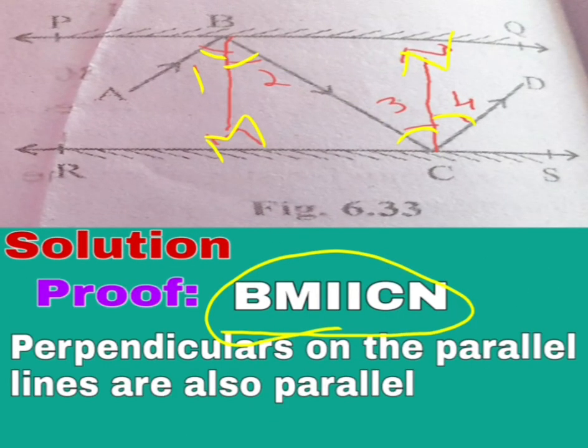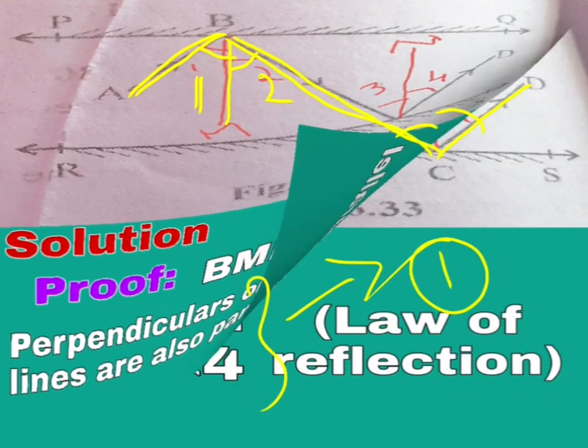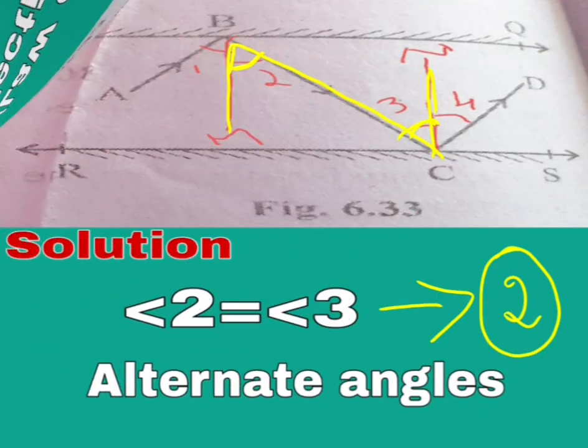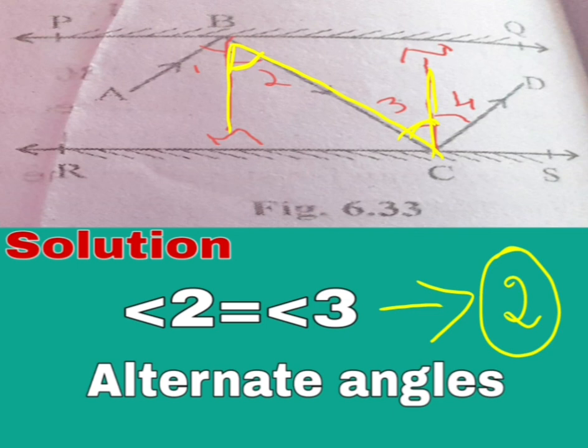BM is parallel to CN because perpendiculars on the parallel lines are always parallel. Next, by that BM parallel to CN, and by using the laws of reflection, we wrote angle 1 is equal to angle 2, angle 3 is equal to angle 4. Consider that one as 1. Just it is a quick recap. Okay. Next, BM and CN lines are parallel to each other. Therefore, angle 2 and angle 3 are equal.